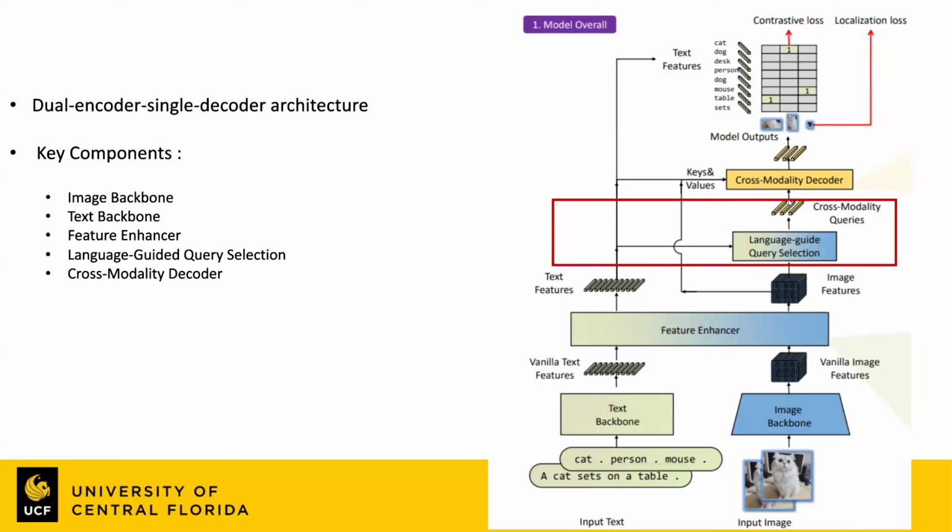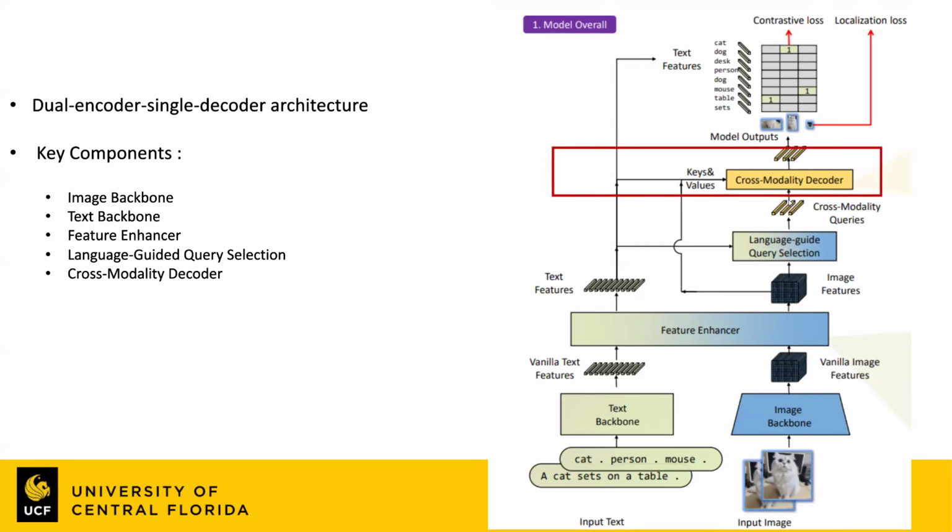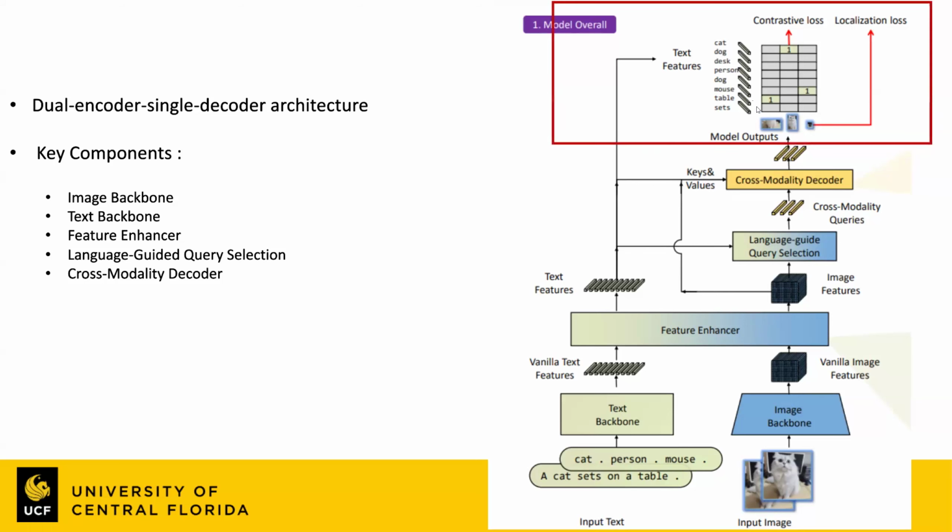And finally, it is passed to a cross-modality decoder. So here they perform cross-attention with those cross-modality queries and image text features to get the final bounding box queries. So at the end, they perform loss to get the final output. So here, basically, they perform contrastive loss for classification and localization loss for bounding boxes.